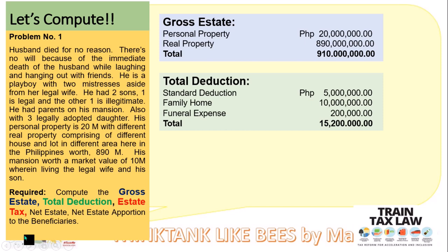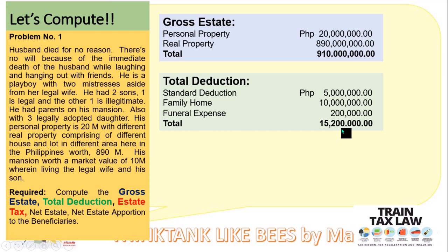For the total deduction, we have the standard deduction of 5 million. We have the family home of 10 million. And the funeral expense, even though not stated, you need to deduct the funeral expense of 200,000 maximum, because if you base it on the property, he can avail the funeral expense of 200,000. So the total deduction is 5 million plus 10 million plus 200,000, which they can deduct from the gross estate, worth 15,200,000.